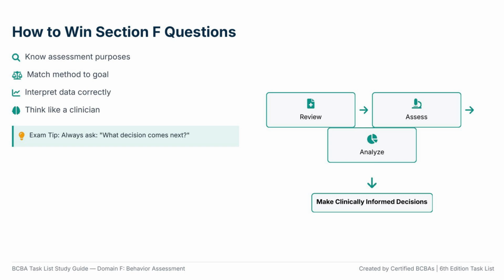To succeed on Section F questions, always ask yourself 4 things. First, what is the goal of the assessment in this situation? Second, which assessment method best fits that goal? Third, what does the data actually show, not what you assume it shows? And finally, what clinical decision should be made next? On the exam, many questions are not testing definitions. They are testing professional judgment and next step decision-making.